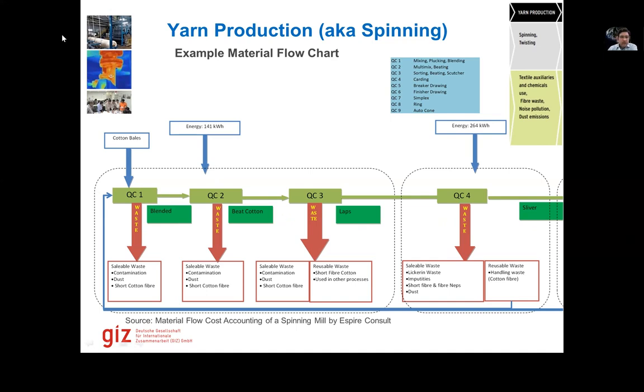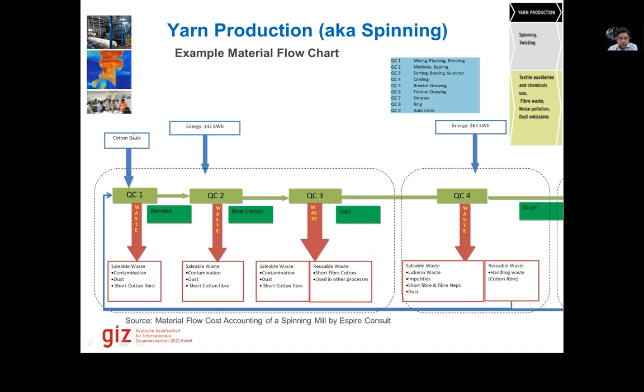This is a concept which is a little bit new, but it's not very difficult. You remember that last time we developed a material flow chart and an energy flow chart. So material flow cost accounting simply combines both energy flow and material flow. It's simple. You can see process 1, process 2, process 3, process 4, and so on.